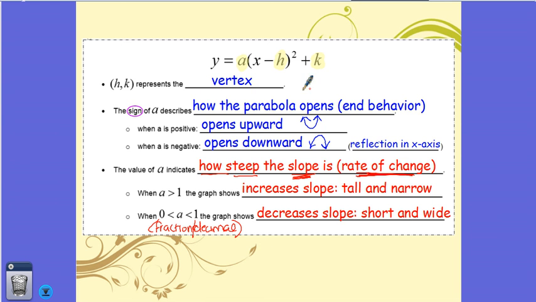Please be sure to bring these notes with you to class tomorrow so that you can use this key here to help you describe certain transformations.